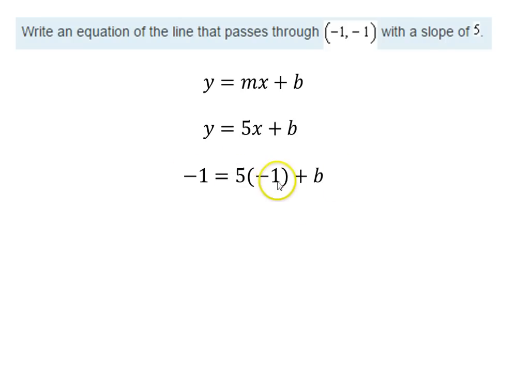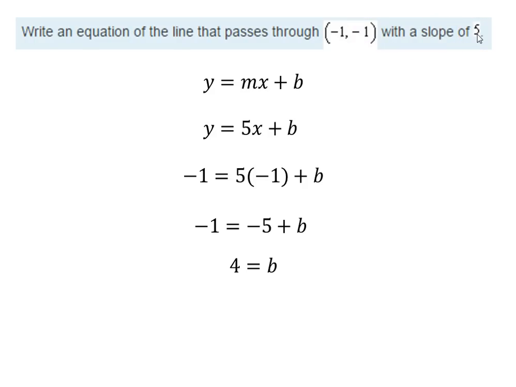I see 5 times -1, and 5 times -1 is -5. So now I have this equation that says -1 equals -5 plus b. And if I'm going to solve this equation for b, I'm going to add 5 to both sides. And by adding 5 to both sides, I get b equals 4. This is the y-intercept of the line that goes through this point and has this slope.